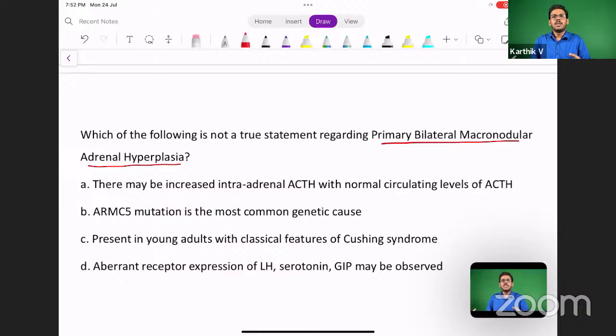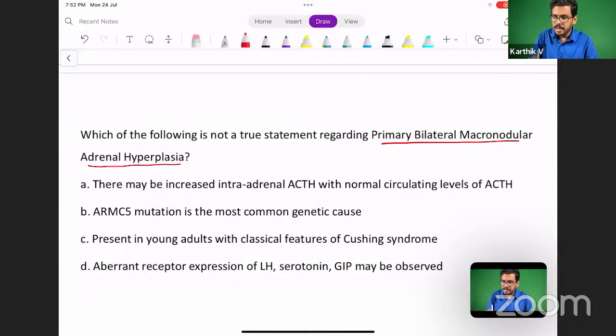Increased ACTH in the circulation. It could be part of congenital adrenal hyperplasia. It could be part of Cushing disease where the ACTH is coming from the pituitary. Such situations can also produce bilateral macronodular adrenal hyperplasia, but it is secondary to circulating ACTH. Primary means the defect lies at the level of the adrenal itself, and it is independent of the circulating ACTH. So it is an ACTH-independent cause of Cushing syndrome. Very, very important. So you can just go through the statements.